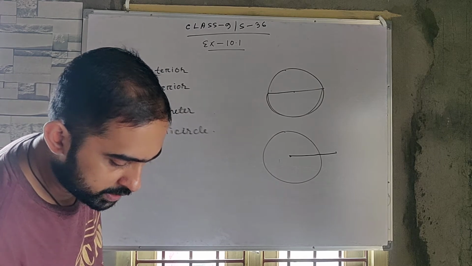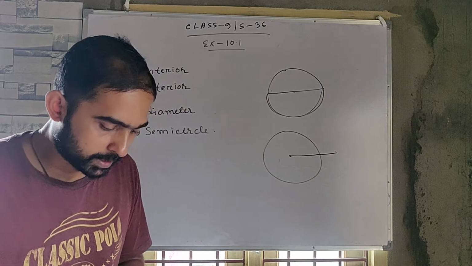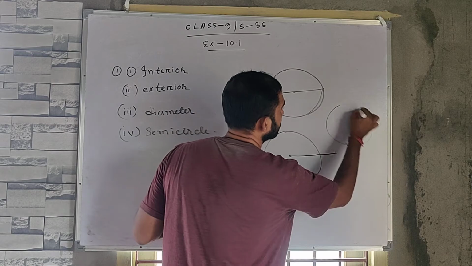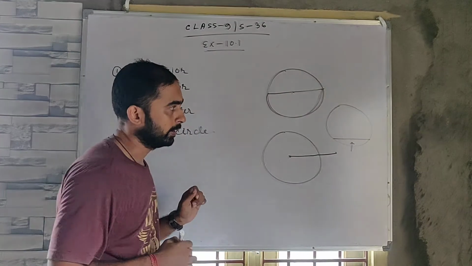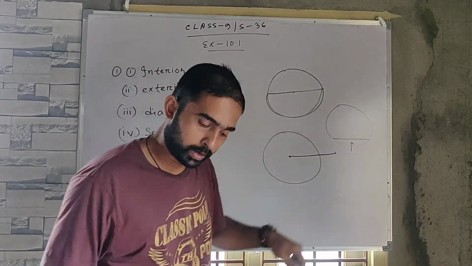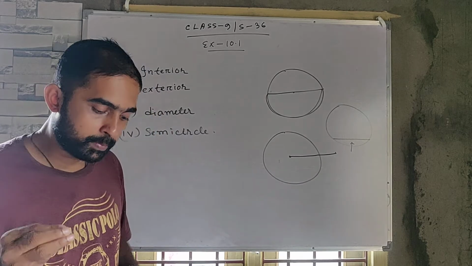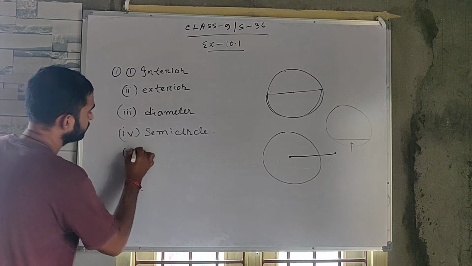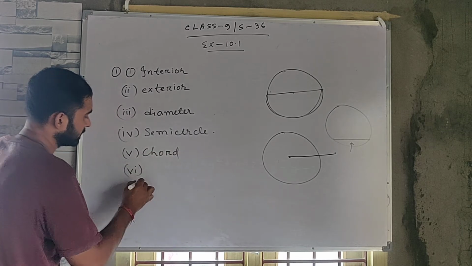Next, segment of a circle is the region between an arc and the dash of the circle. Now see this one. This part is known as the segment. So this is the portion between an arc and the chord. So the segment of a circle is the region between an arc and the chord of a circle. Got it? Question number 6.